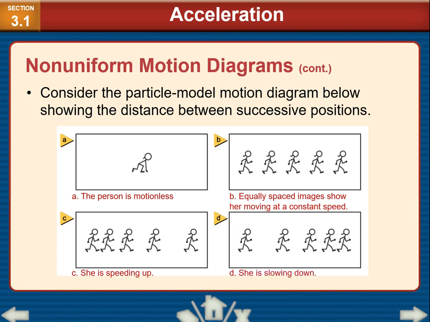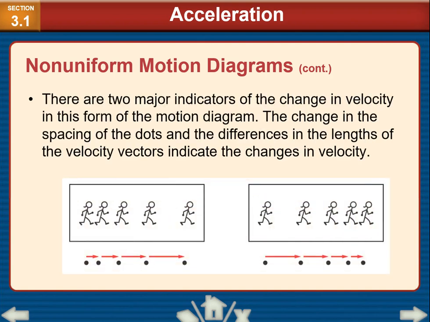All right. So hopefully you can do this now. When we look at the major indicators for change in velocity, we can look at the dots, and we need to look at the vector diagram, the vector arrows that are drawn between the dots. So for the one on the left here, the stick figure person is moving left to right, but the vectors, the arrows, are getting progressively bigger. So as it speeds up, the arrows get bigger.